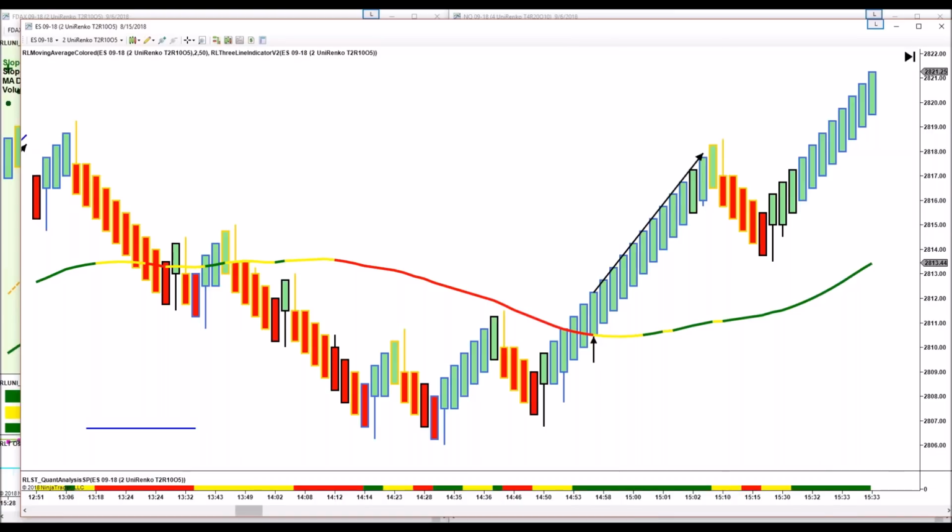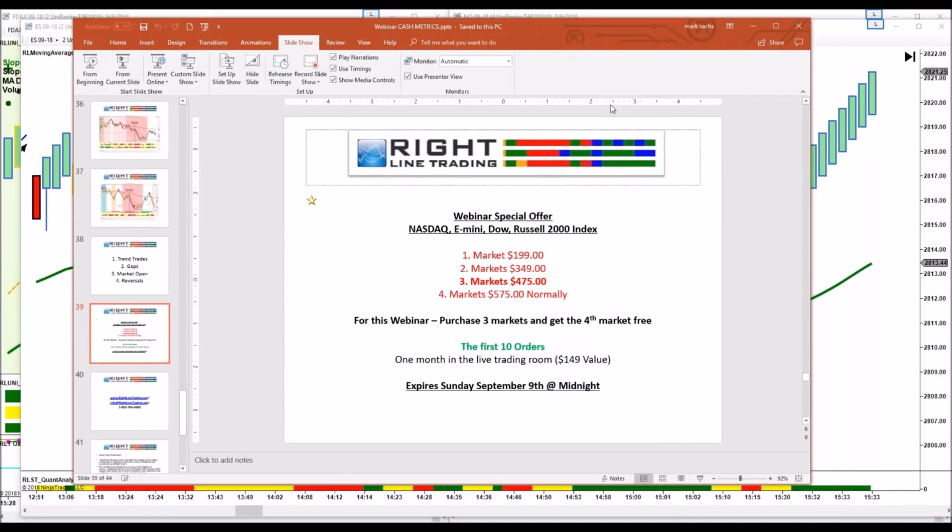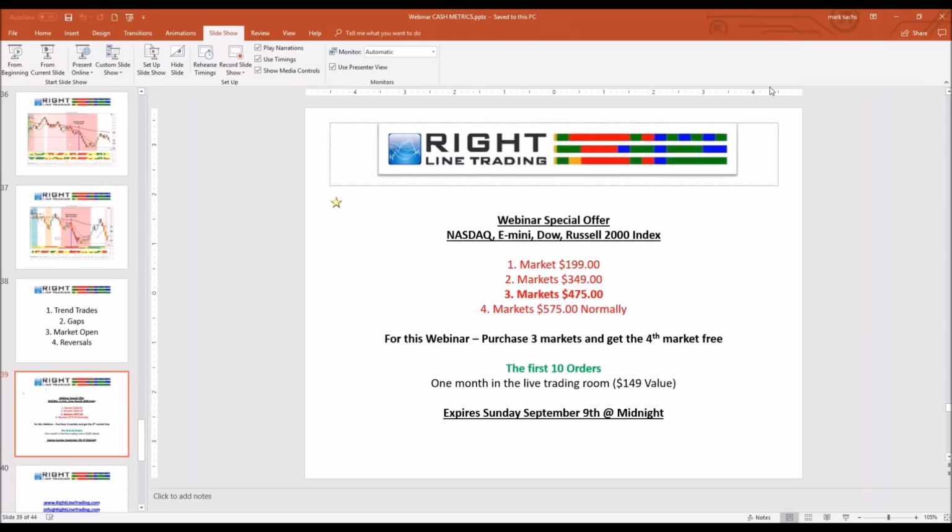So let me just put the slide back up if I can find it. Here it is. I think it's a tremendous benefit on the NASDAQ and the E-mini. And if you trade the Russell, it's a tremendous benefit on the Russell. Now, I don't have a data feed connected right now for the RTY, but it really works great on the RTY as well. Dow too, but it's only 30 stocks.